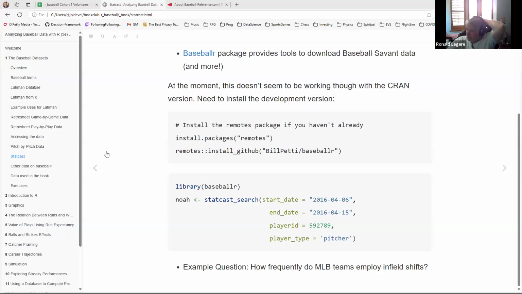Switch back to the charts here. So he answers a question like how frequently do MLB teams employ infield shifts? Again, in the book, he answers these questions using the data, but he doesn't show you the steps that he took, as you remember if you read that chapter.